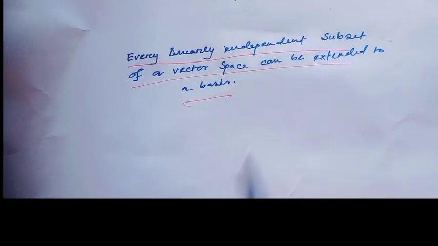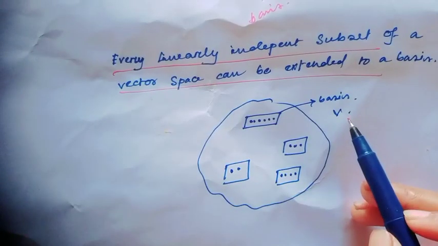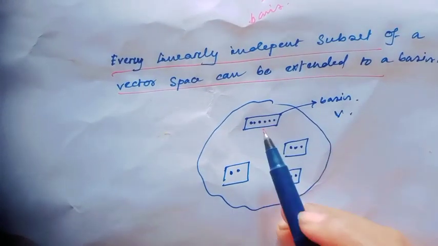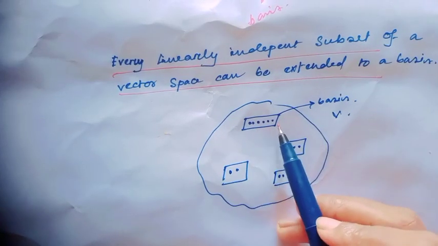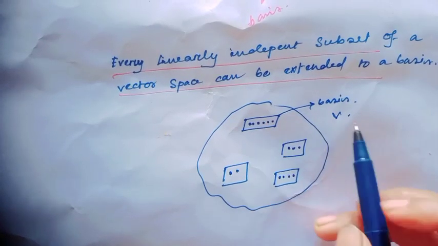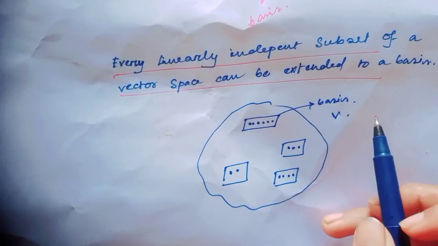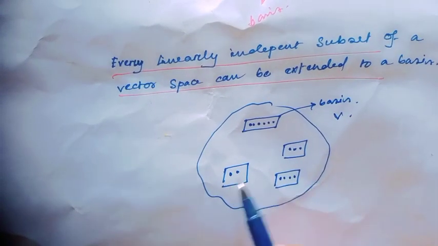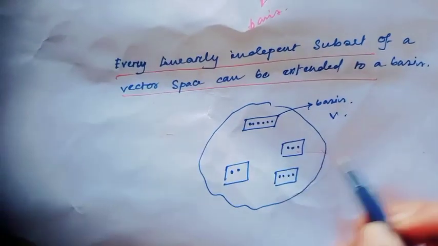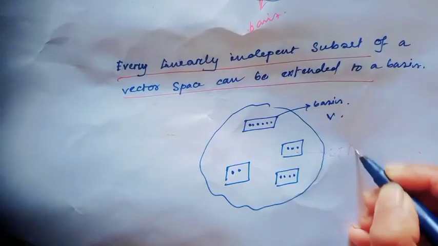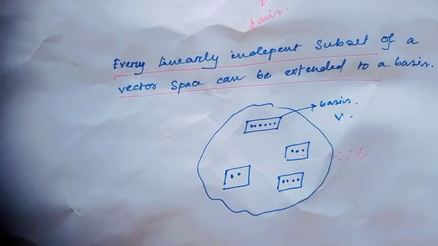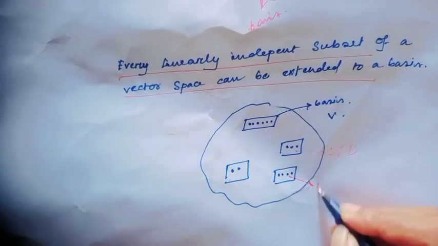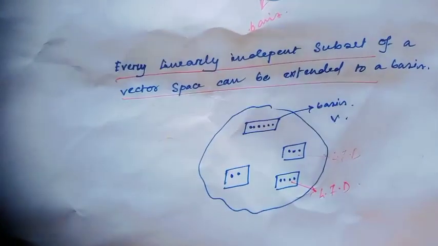And here the picture is of this type. Consider this vector space V, and consider there exist six vectors which are the basis vectors of the vector space V. And consider this to be a linearly independent set of the vector space V. Also, these four vectors are a linearly independent set of the vector space V.